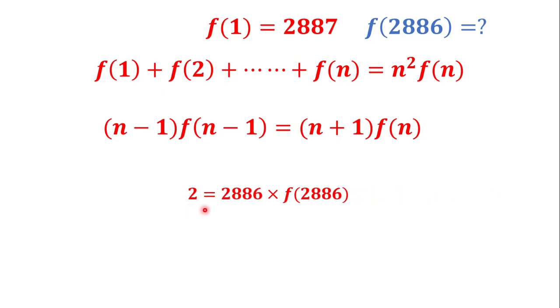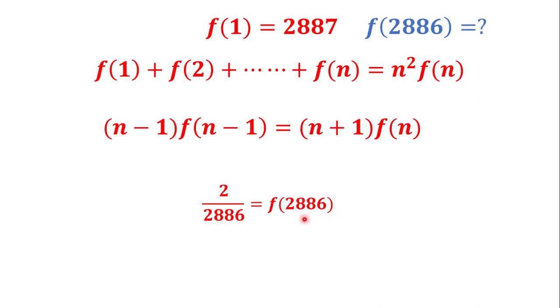By dividing 2 by 2886, the value of f(2886) is equal to 2 over 2886, and then we can simplify this fraction by dividing the numerator and the denominator by 2, and we're going to get f(2886) equals 1 over 1443.